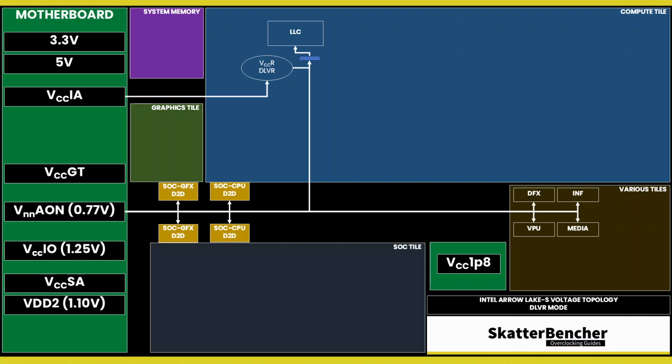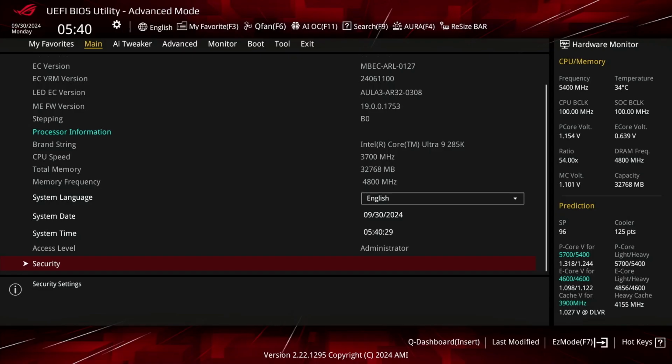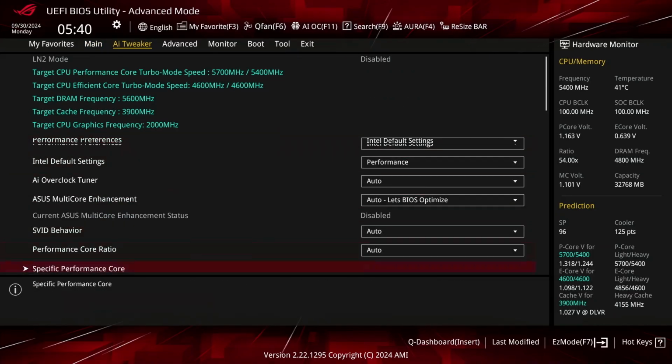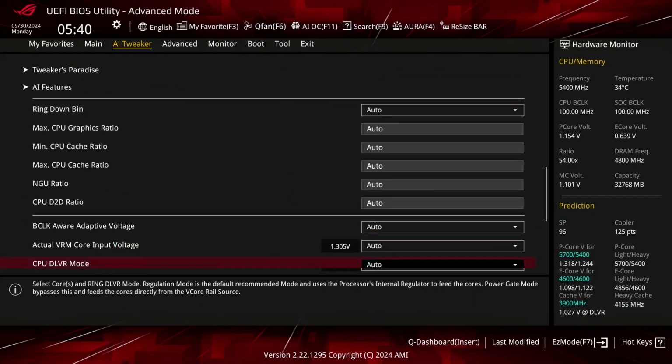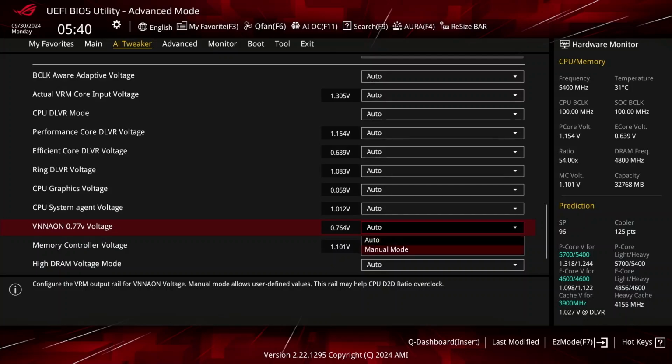It is part of the voltage multiplexer for many IP blocks, including the cores and the ring, typically serving as the floor voltage in power-saving scenarios. I don't suggest increasing it above 1 volt since it provides little additional benefit for overclocking and performance. In the ASUS ROG BIOS, you can configure the VNN AON voltage in the AI Tweaker main menu.